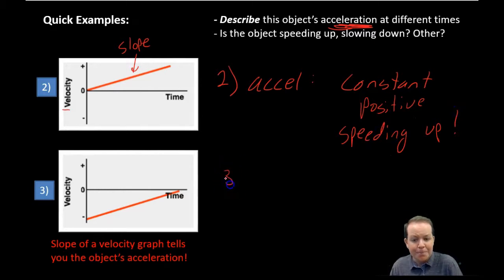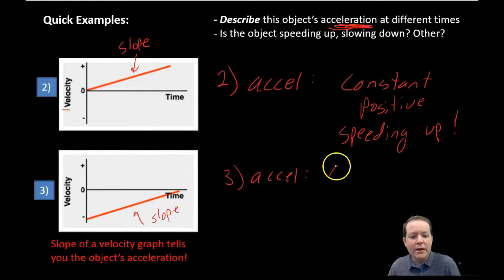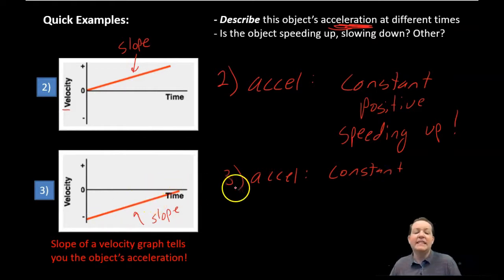Let's look at 3. Okay, the acceleration. Now, is the acceleration constant or is it changing? Remember, you're looking at the slope. The acceleration is constant because the slope is constant. I still have a straight line. Is the acceleration positive or negative? The acceleration is positive.